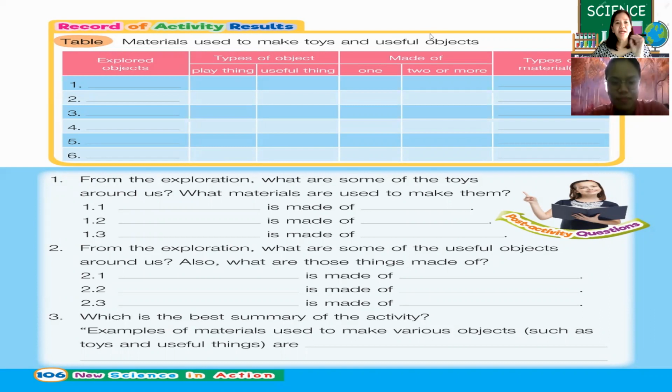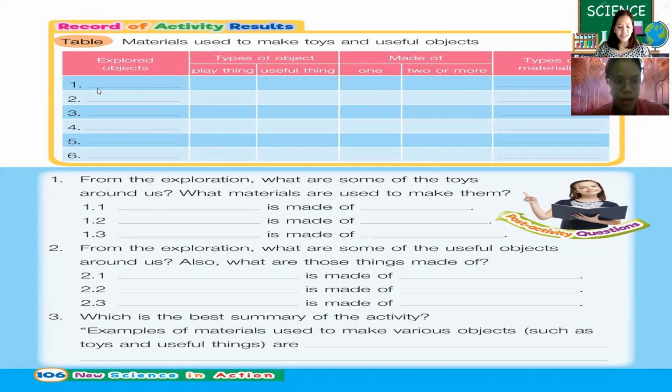Today we're going to finish our unit 4. Unit 4 is all about objects around us. Turn your books to page 106, and we're going to answer this activity. It says materials used to make toys and useful objects. So here we have to write the materials.